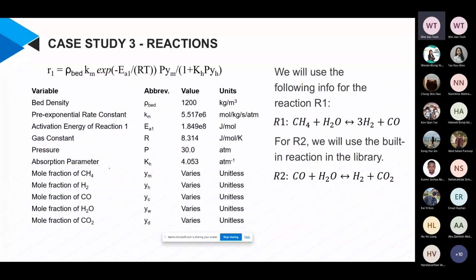So I have gotten from a source the rate equation for the SMR process, which is quite complicated. All right. And these are the units. So we'll use this information only for reaction 1. For reaction 2, we'll just use the built-in reaction library. So don't make our own life more difficult than it needs to be.